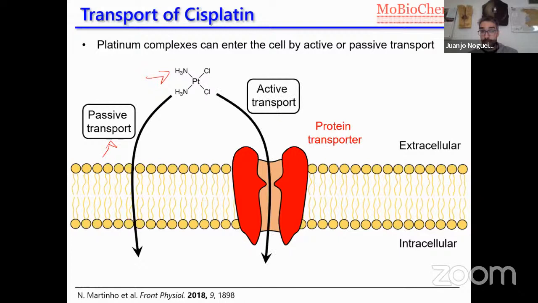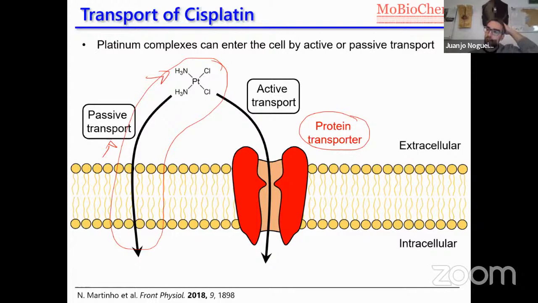The second mechanism is called active transport, and in this case, we have several protein transporters participating in the uptake of cisplatin inside our cells, okay? So we have these two different mechanisms. And indeed, later Gustavo will talk about the first mechanism, the passive diffusion, because he has simulated this process and he has investigated the interactions between cisplatin and the lipid membrane by means of QM/MM calculations. But this will be explained by Gustavo in the second part of the lecture, okay?